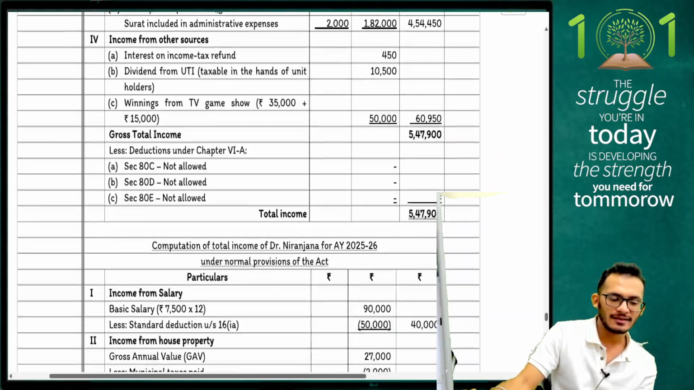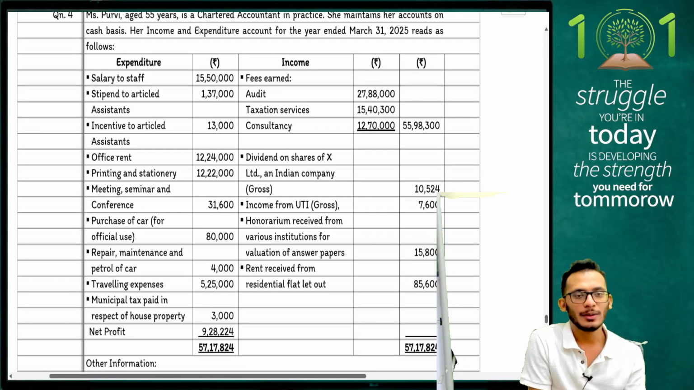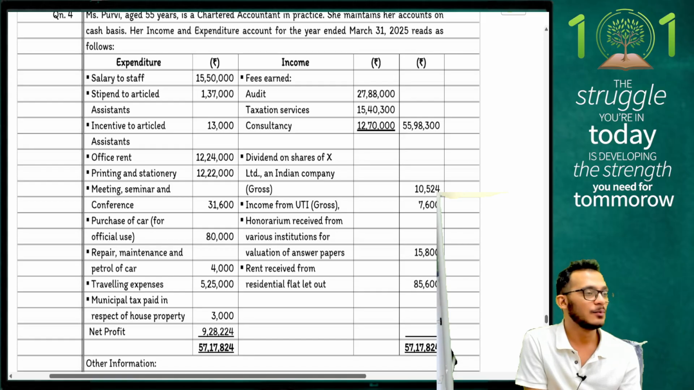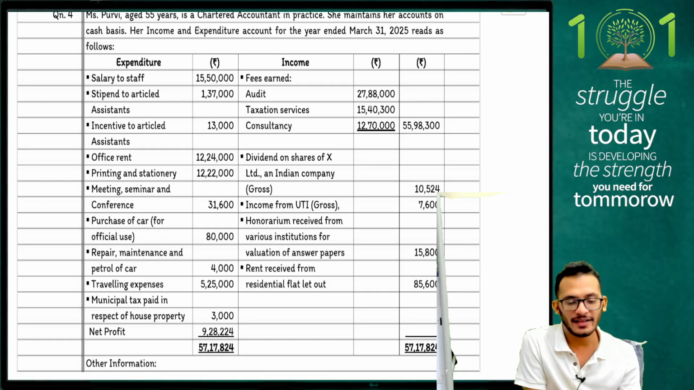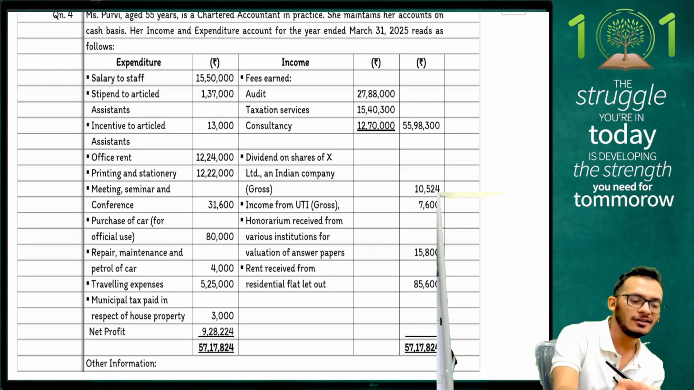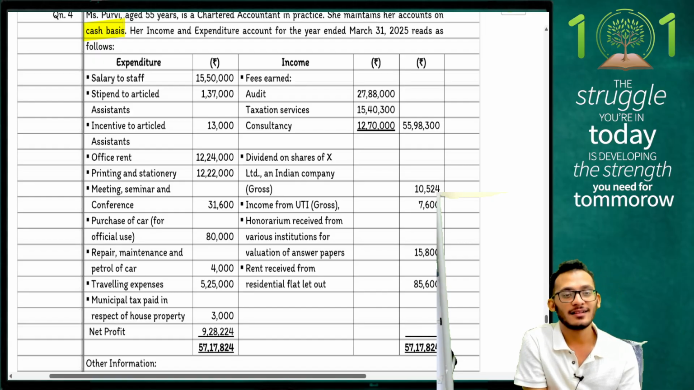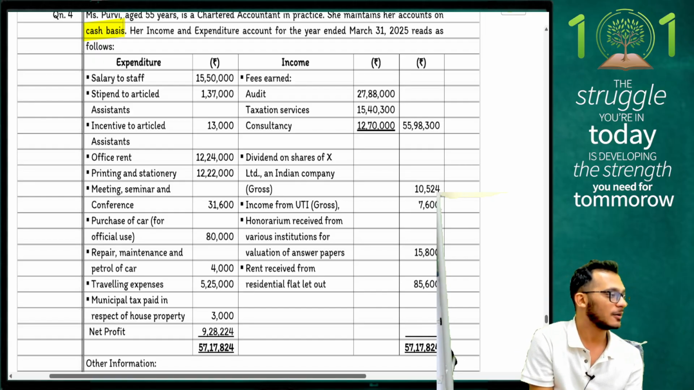Let's see if you can answer the next question. Similar template. You're answering the next question. Question says, I have Mrs. Purvi, aged 55, is a chartered accountant in practice, normal citizen, not having senior citizenship, maintains her account on cash basis. Now this is going to cause problems.